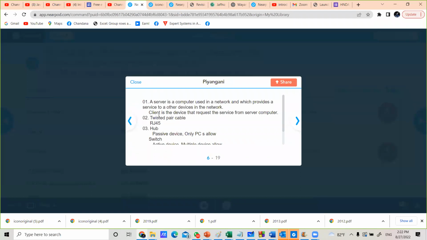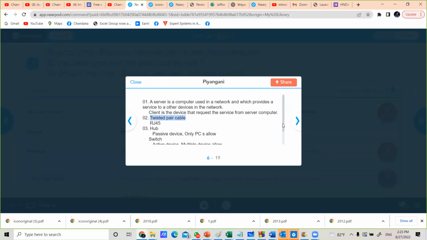Priyangani's one. A server is the computer used in a network which provides the service to other devices in the network. Yes, that's very good, correct definition for the server. Client is the device that requests the service from the server computer. That's okay, that's correct. The cable type is actually twisted pair, because the hub is normally used in local area networks, which normally use twisted pair cables. Port type is RJ45. That's also correct.